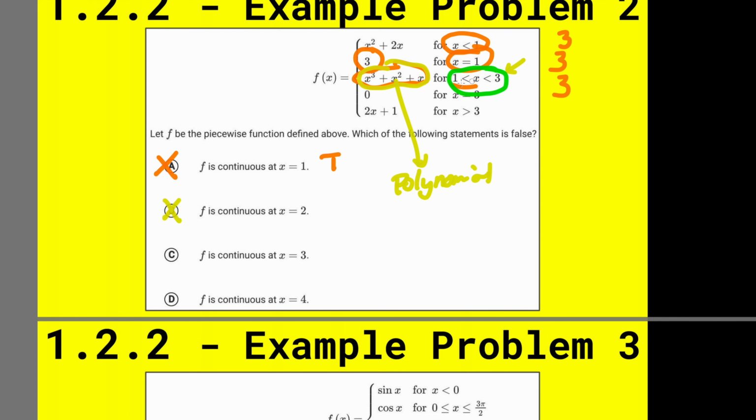Okay, 3. If you plug 3 into this, you get 27 plus 9 is 36, plus another 3 is 39. So one side you're going to get 39. The other one you get 0. So right away we know that that's not continuous, so C is the answer. But for fun, let's just check 4. 4 is when x is greater than 3, so we're going to use that piece. This is a polynomial as well, so it's continuous, so it's not D. The answer should be C for that one.